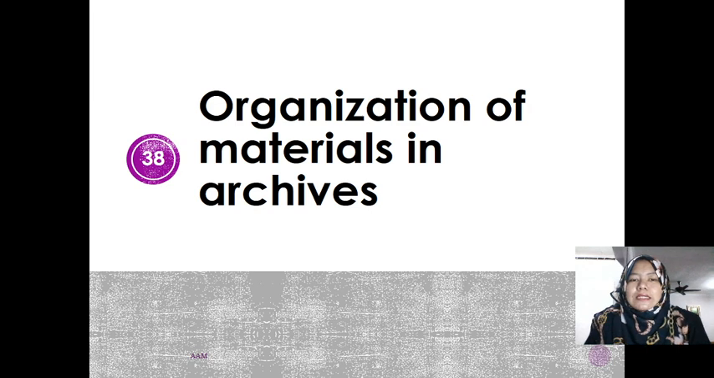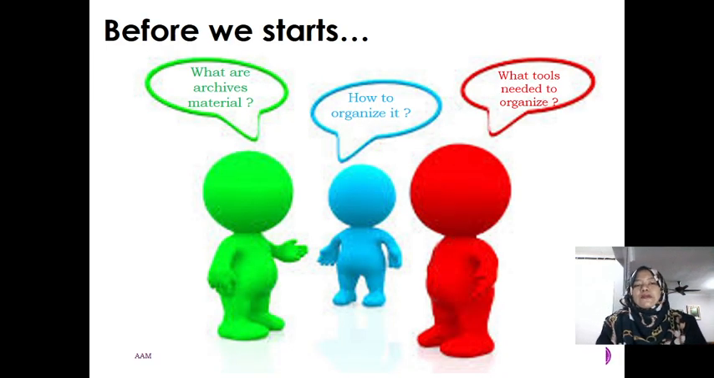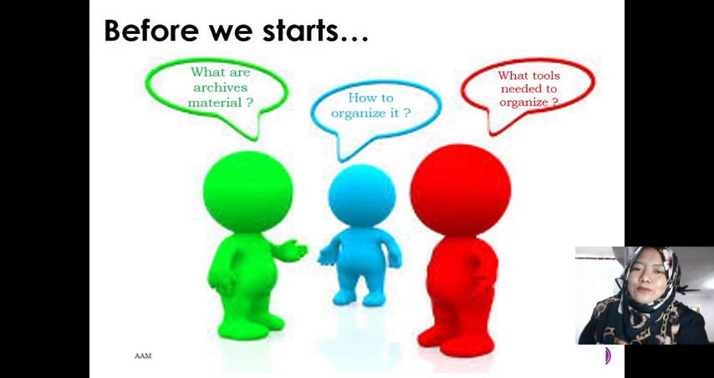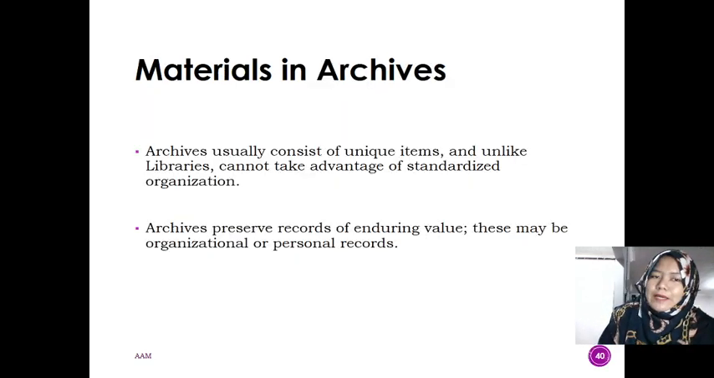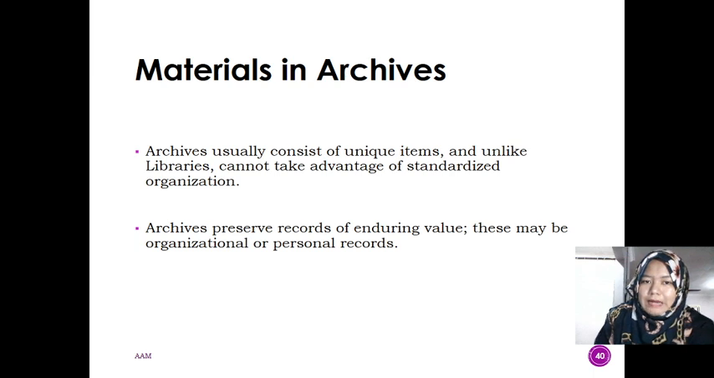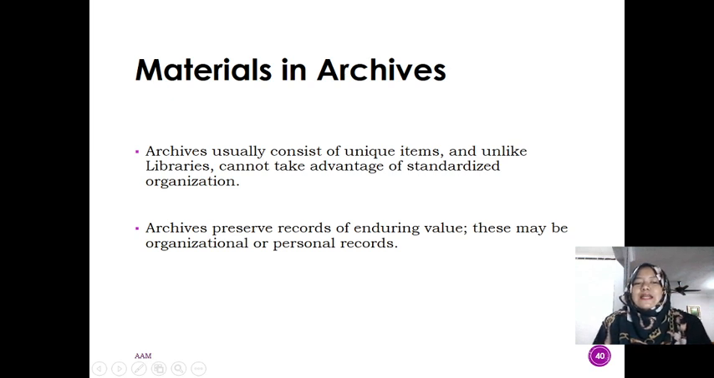Organization of material in archives. What kind of archive materials are there, how do we organize them, and what tools are used to organize them? Materials in archives usually consist of unique items. Unlike a library, they cannot take advantage of standardized organization, because the materials in an archive depend on the organization itself. So we cannot have a really standardized organization compared to the library.